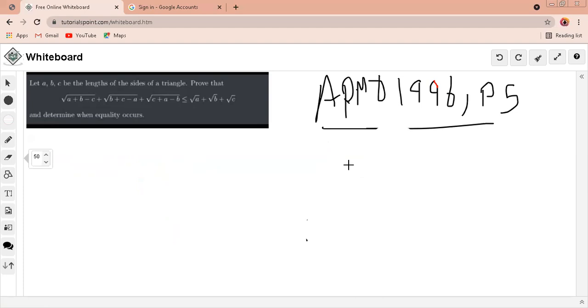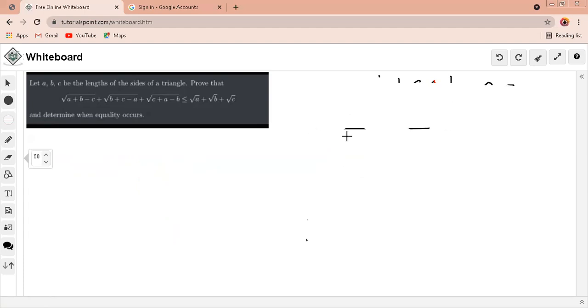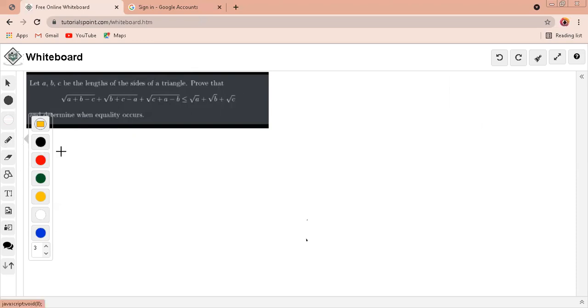Now if I start this problem, this APMO problem, it states: let a, b, and c be the lengths of the three sides of a triangle. Prove that square root of a plus b minus c, plus square root of b plus c minus a, plus square root of c plus a minus b, is less than or equal to root a plus root b plus root c. And we have to determine when equality occurs.